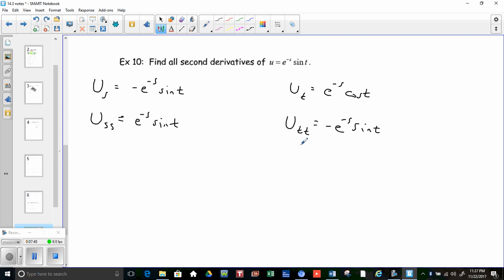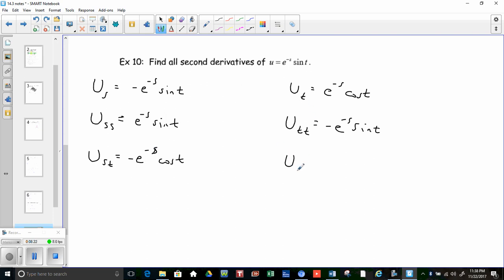Now, this is the big change here. I also have to do the partial with respect to s, but then I could also take the partial after this with respect to t. So now that I've gotten the partial with respect to s, I'm going to do the second derivative, but now it's going to be with respect to t. So now this is going to change. The derivative of sine t is cosine t times this. So it'll be negative e to the negative s cosine t.